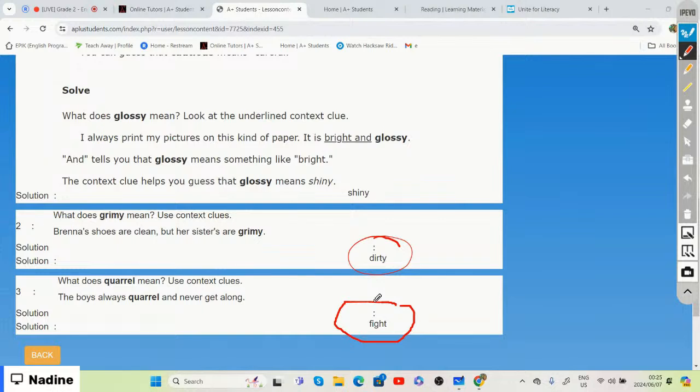Do you want me to explain again what glossy means? Glossy is when it is shiny, when something is bright. And like I say, for example, girls who buy the lip gloss, right? And then the lip gloss makes your lips shiny, it makes your lips bright, right? So that is glossy.